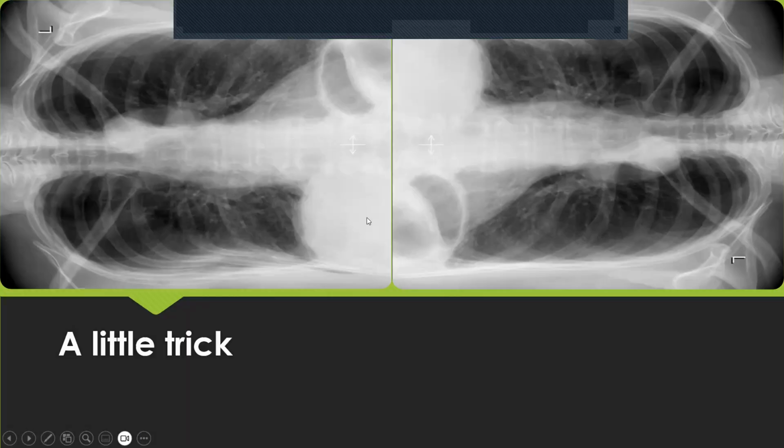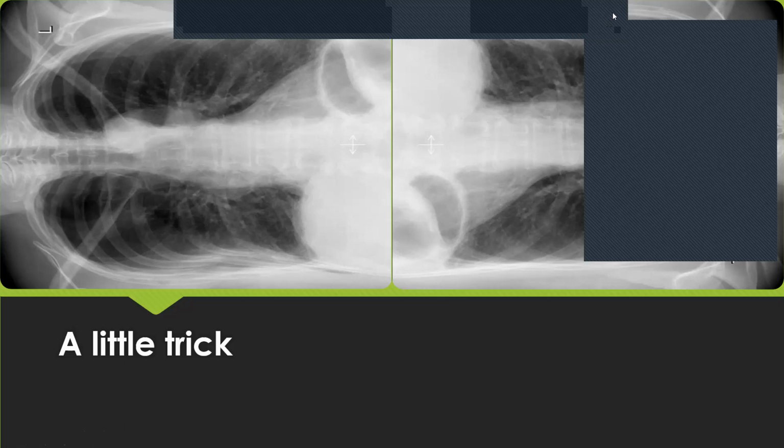Now, this is just a little trick that I like to use. I just want to hide this. There we go, and the floating meeting controls.